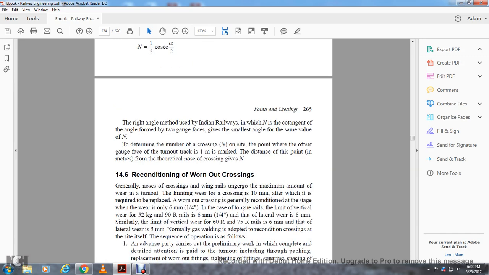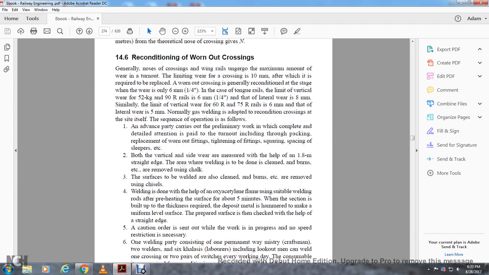In the right angle method for the Indian Railways, n is the cotangent of the angle of the frog. For the two gauge faces, which give the smallest angle with the same value, determine the number of the crossing n on the side of the point with the offset, where the gauge of the turnout track is 1 meter. The distance from the point to the theoretical node of the crossing gives n.